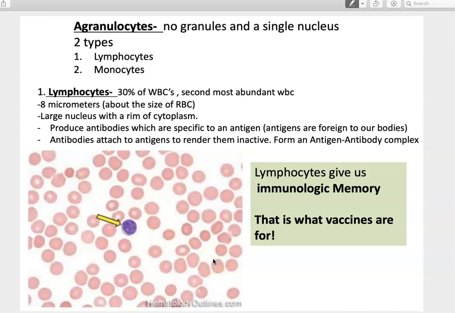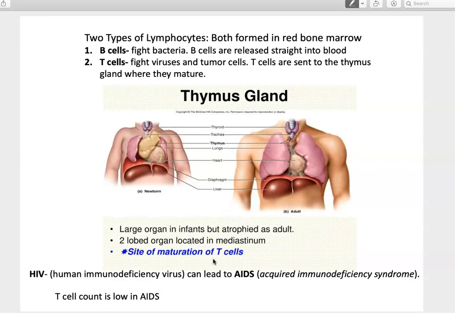Very, very cool. Now, since lymphocytes are so important, remember all our white blood cells are formed in red bone marrow, and we have two types of lymphocytes. We have the B cell lymphocytes. They fight bacteria.